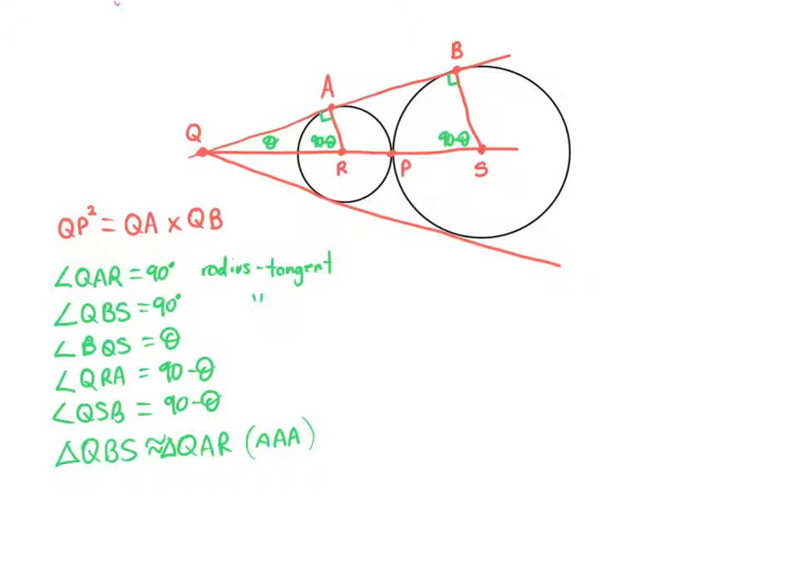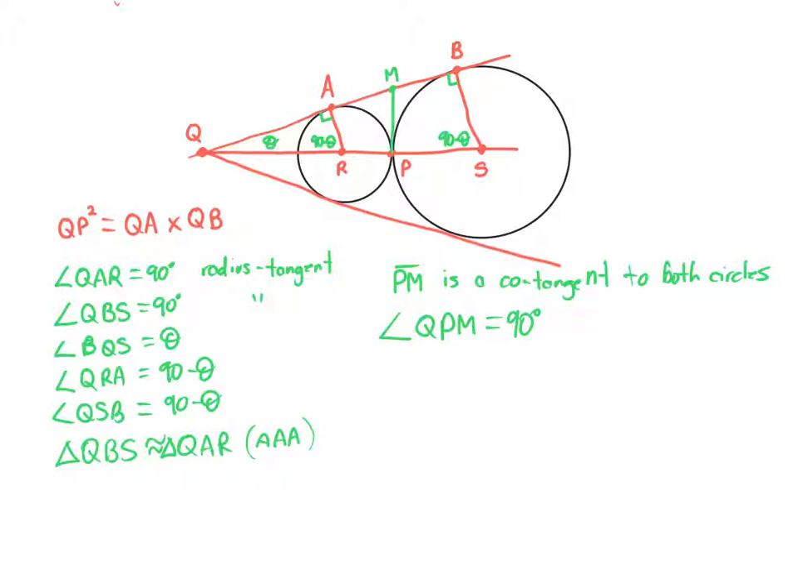We're going to establish another triangle by drawing what we call a cotangent, and we'll call this point here M. So the line PM is a cotangent to both circles, and that means that, because it's a tangent, the angle QPM is equal to 90 degrees, because that's another radius and tangent. So that angle there is 90.